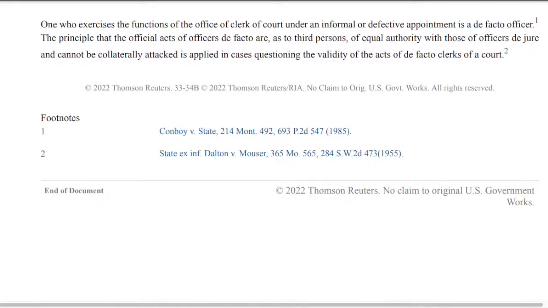So let's break this down a little bit more here. So one who exercises the functions, right? So remember, it's when you exercise the functions, you become a de facto officer. And that's number 1. That's Montana, 1985. Then the principle that official acts of officers de facto are, as to third persons, of equal authority with those of officers de jure, which cannot be collaterally attacked, is applied in cases questioning the validity of the acts of de facto clerks of a court. And that's an old case from 55. So pretty interesting stuff right there.